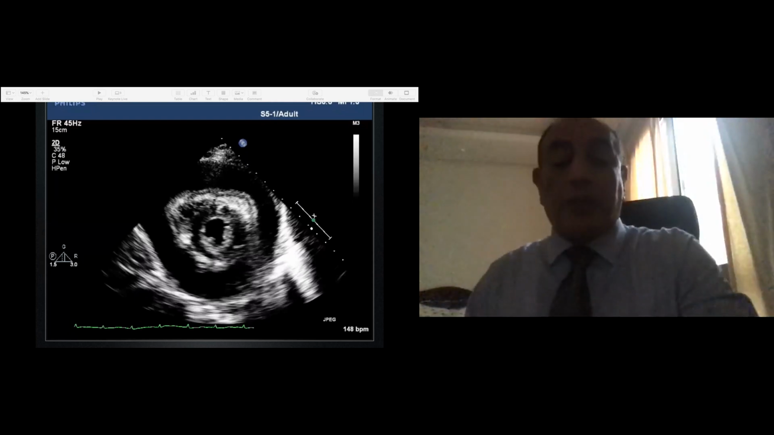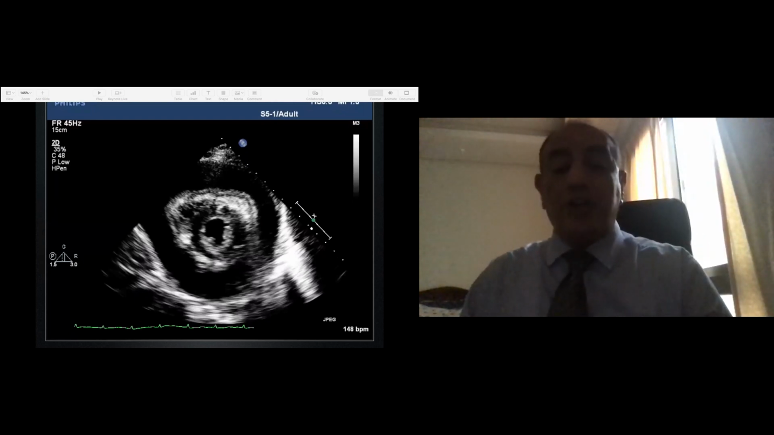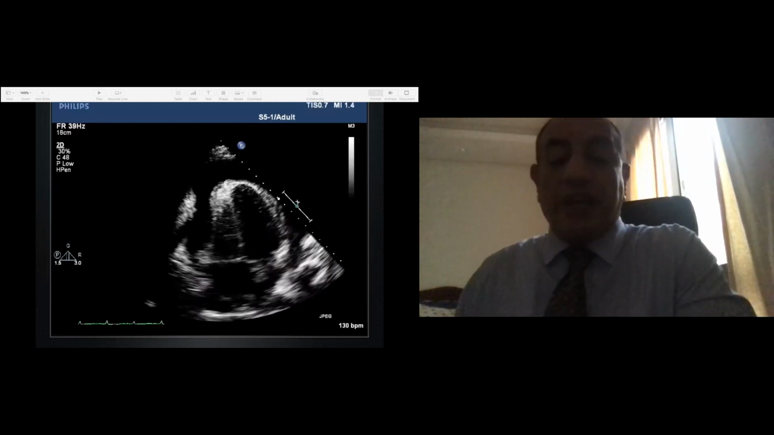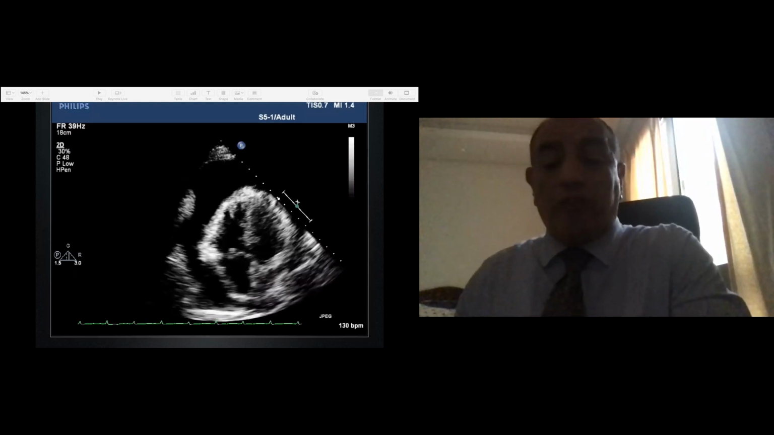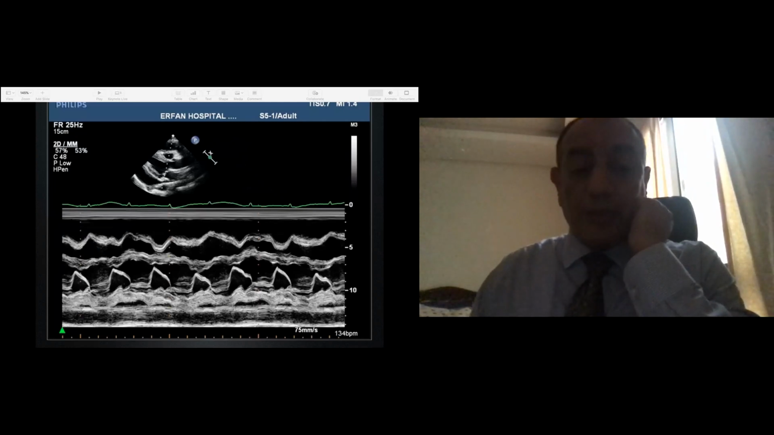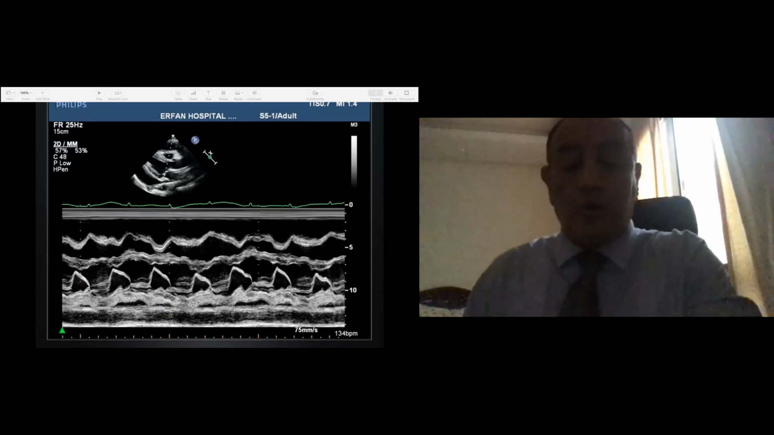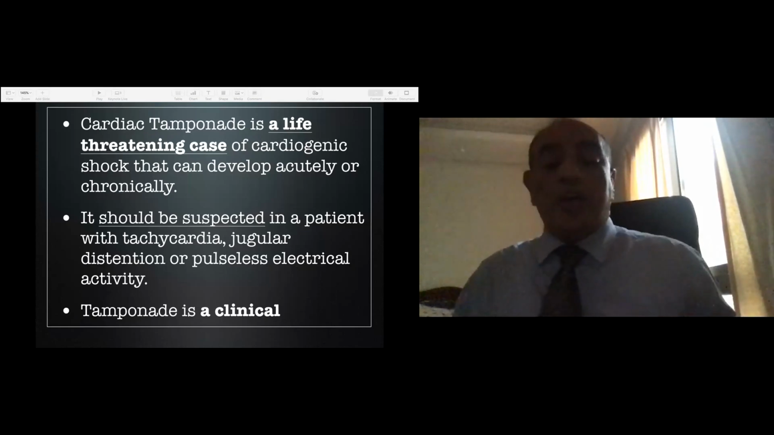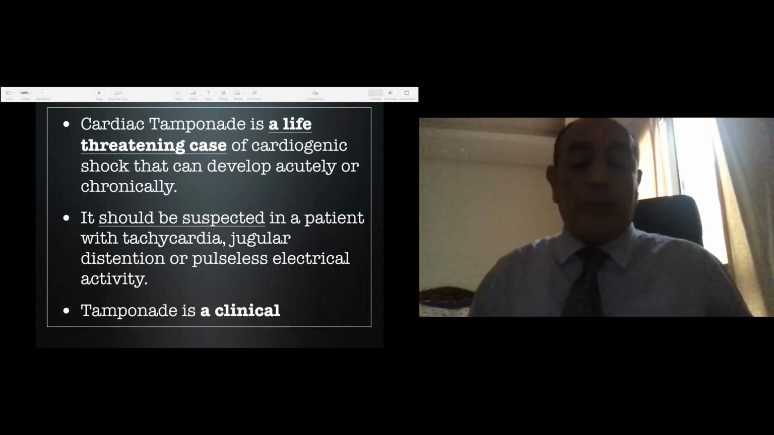For this patient also, we did urgent subxiphoid pericardiocentesis, draining at least 1 liter of fluid, and here you can appreciate the RA and RV collapse. M-mode shows classic RV collapse here in diastole. So cardiac tamponade is a life-threatening case of cardiogenic obstructive shock that can develop acutely or chronically according to the rate of accumulation of fluid in the pericardial cavity.